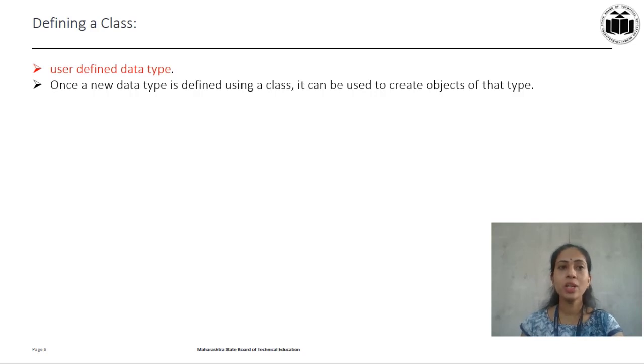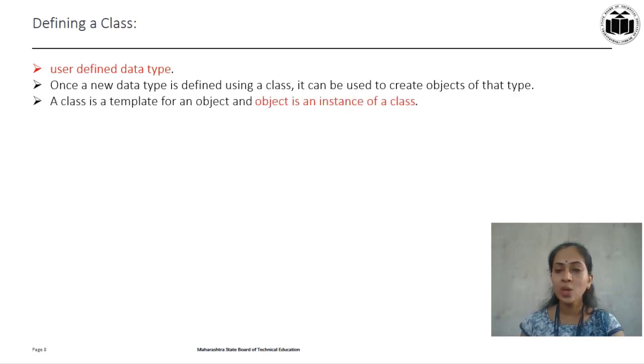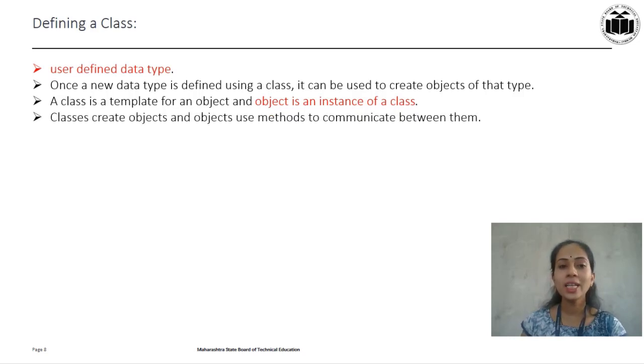For example, in real life, a car is an object, and the methods of that car are, you can say, drive and brake, and the attributes are like weight and color of that car. So a class is a template or blueprint for an object, and an object is an instance of a class. Classes create objects and objects use methods to communicate between them.